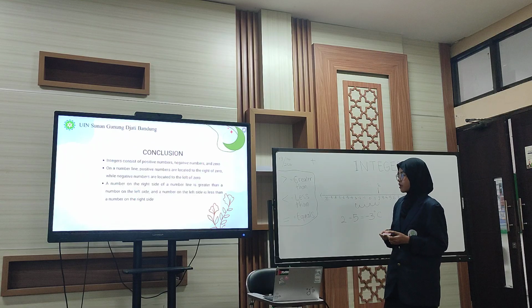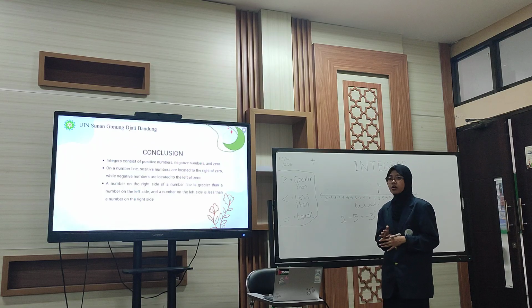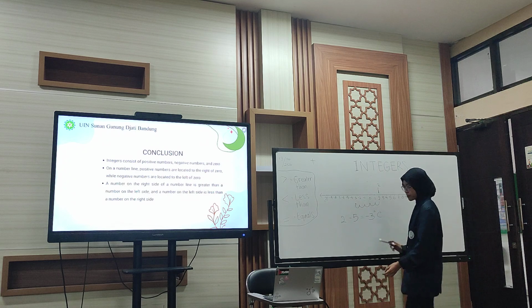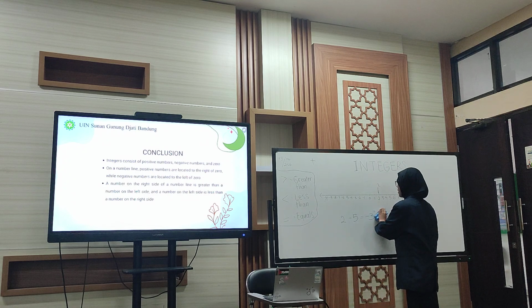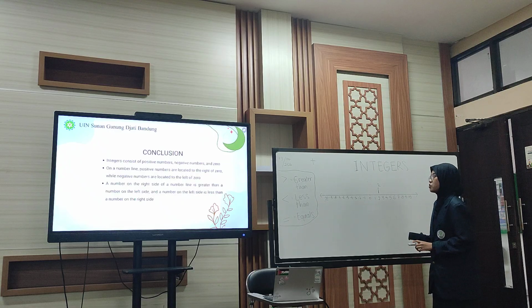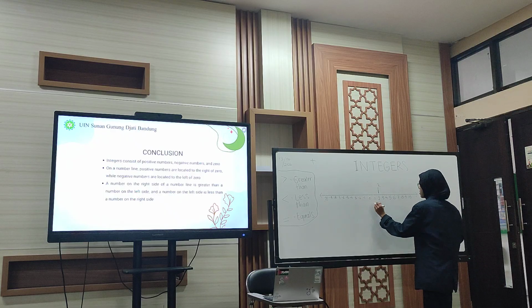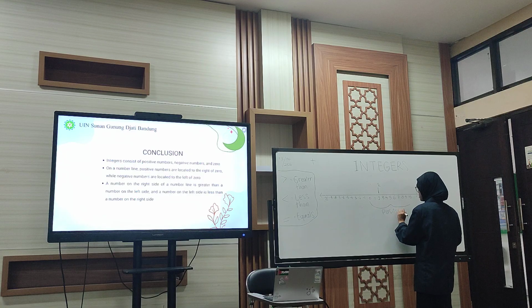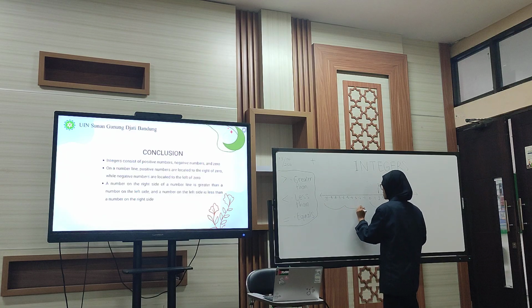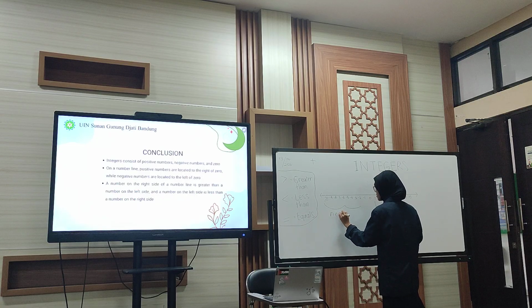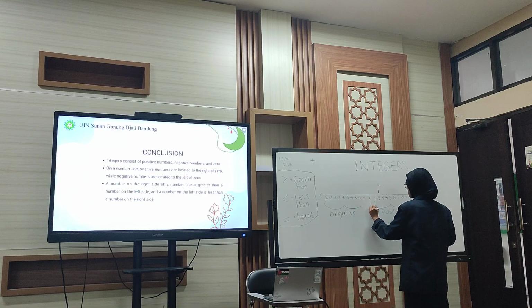On a number line, positive numbers are located to the right of 0. This is positive, right? And the negative numbers are located to the left of 0. This is negative, right? This is positive, and this is negative. Okay, and this is 0, right in the middle.